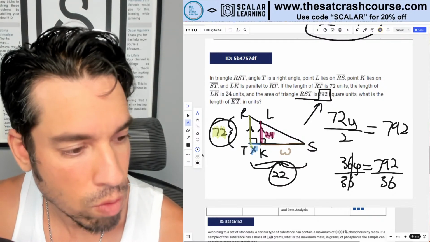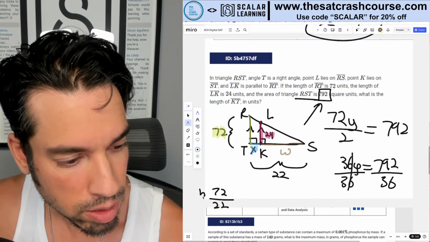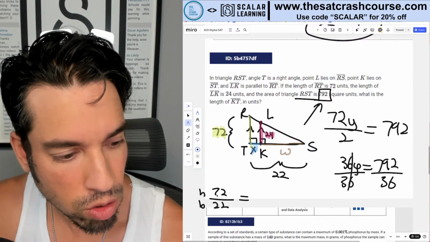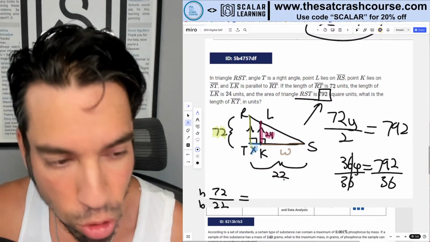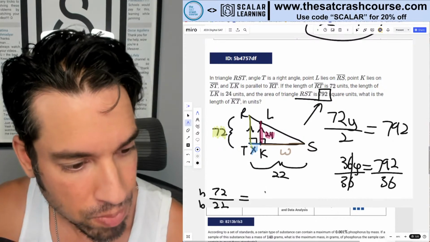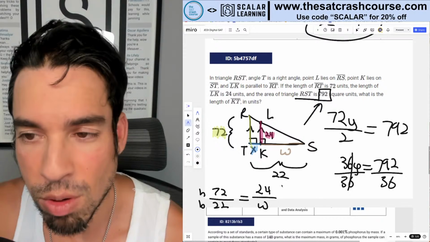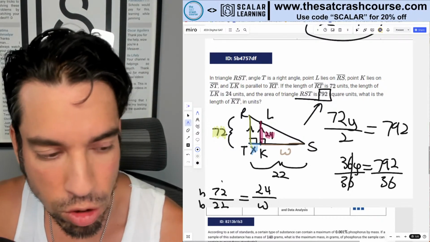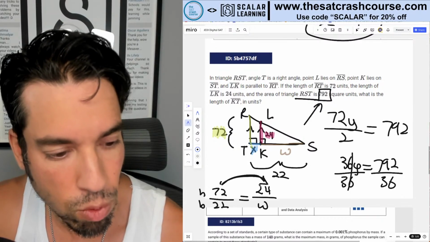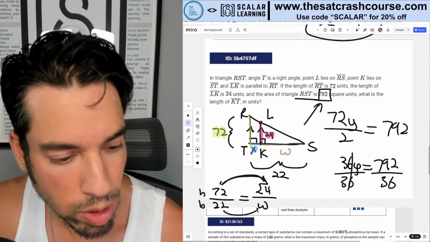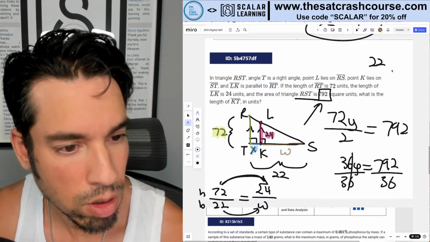Now we're going to do a nice little proportion. Height over base of the big triangle equals height over base of the little triangle, because they are proportionate triangles, so we can set up this proportion, right? And now we have a beautiful proportion. Now we can cross multiply and solve. Or you can see that to get from 72 to 24, we divide by 3. So 22 to W, we divide by 3, and we get 22 over 3.